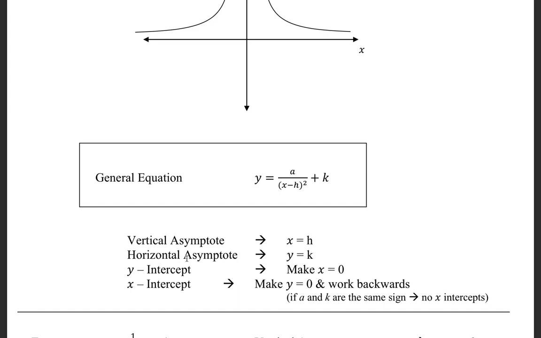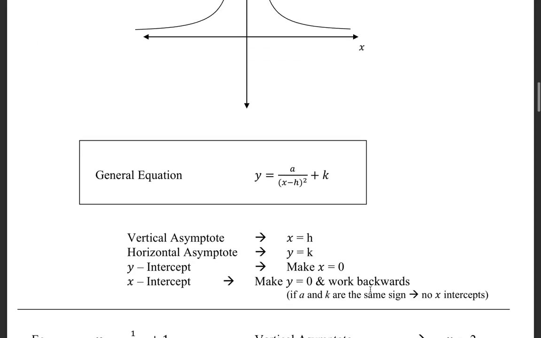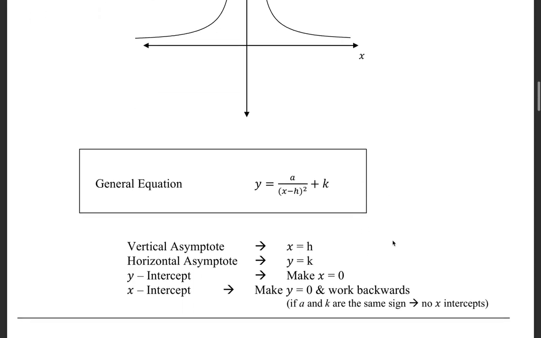We still look for the horizontal asymptote, which is y equals k. We still look for the y-intercept by making x equals 0. It's all the same. We still look for the x-intercept by making y equals 0 and work backwards. So in terms of graphing and finding all the important bits of a truncus, it's all exactly the same as how we did it for the hyperbola, except we've got a squared to manage when we're working backwards. Because of that squared, when we're working backwards, we would have to square root the other side using that plus and minus symbol that you would have come across in quadratics and quartics.